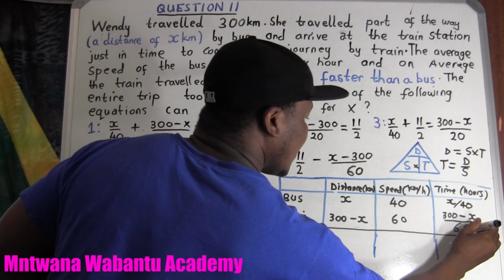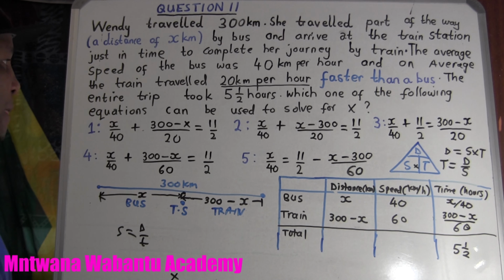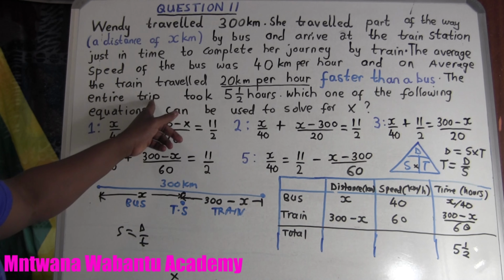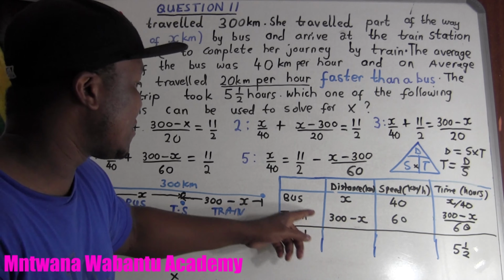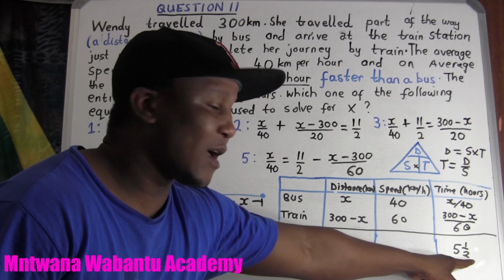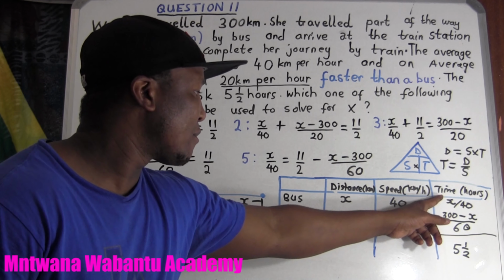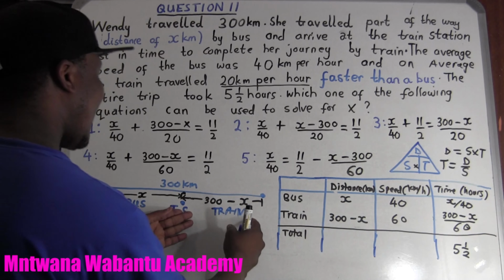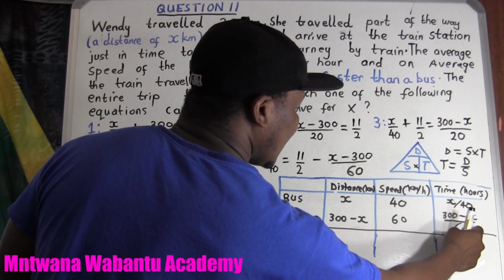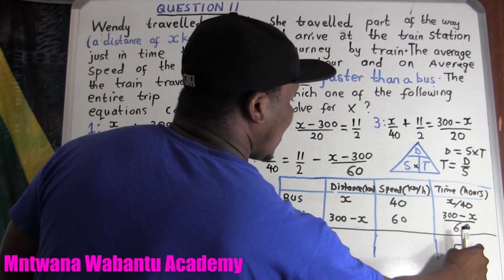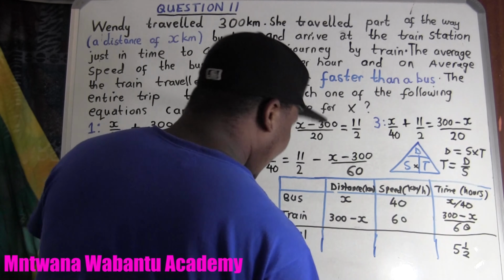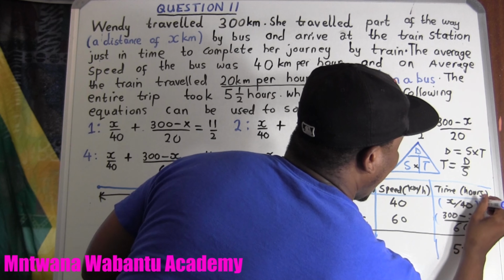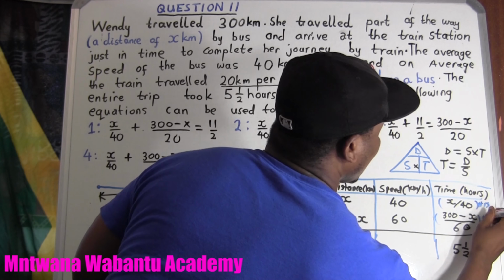For that case now, since they have given us the total time, the entire trip took 5.5, meaning the entire trip of the bus and the train, the total time is 5.5. If I take the time traveled by bus, which is x over 40, and the time traveled by train, which is 300 minus x over 60, and add them together, it's going to give us the total time. So this is time in hours, but in terms of x. This is also in hours, and it's written on top, so there's no need for us to write it.